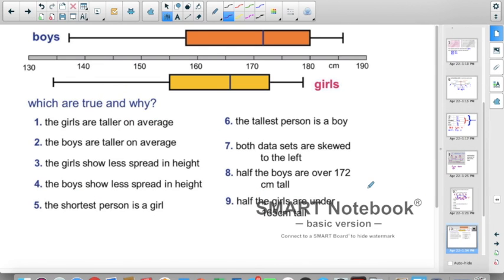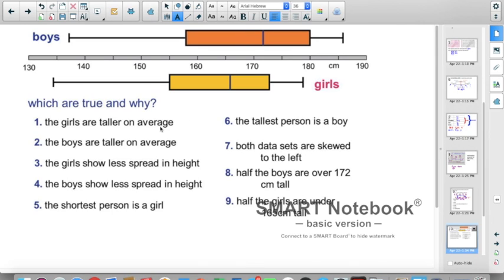So here's something I want you guys to try, okay? I want you guys to take a look at two different box and whisker plots, okay? So this represents boys, this represents girls, and it looks like they are comparing their heights. So go ahead and try this. Pause the video, see if you can do this on your own. Okay. So which are true and why?